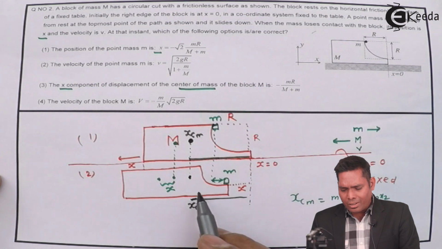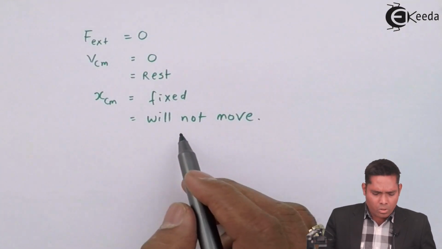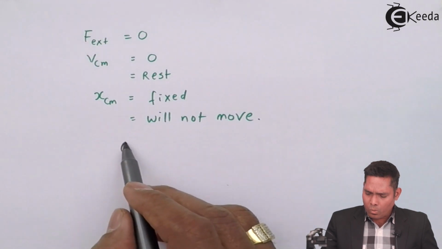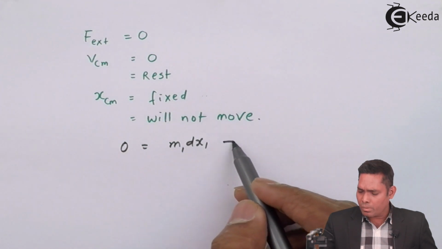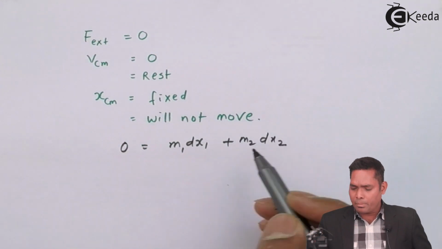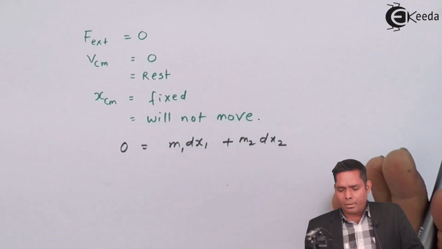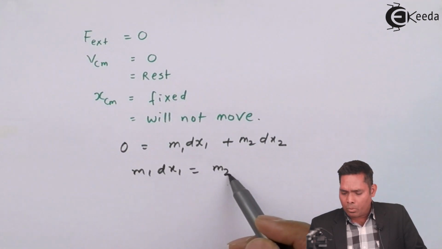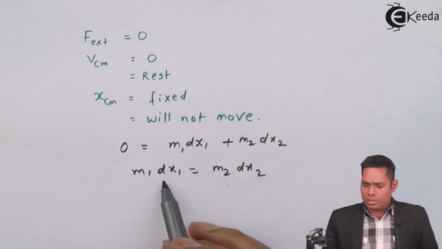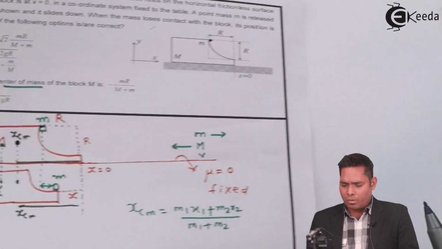If it is not changing, then the differentiation of this equation will give you 0. So if I differentiate that, 0 will be m1 dx1 plus m2 dx2. I'm not taking the negative sign, I will put the negative sign afterwards. So what I have to say is that m1 dx1 must be equal to m2 dx2, the displacement of the first one and the second one.